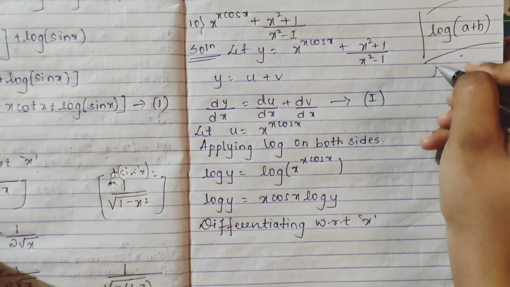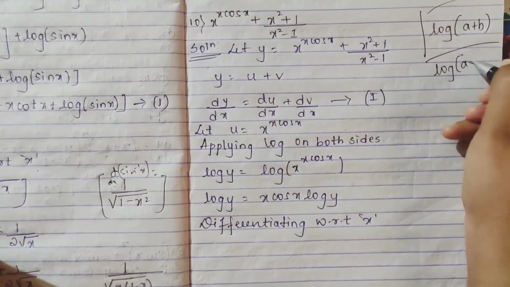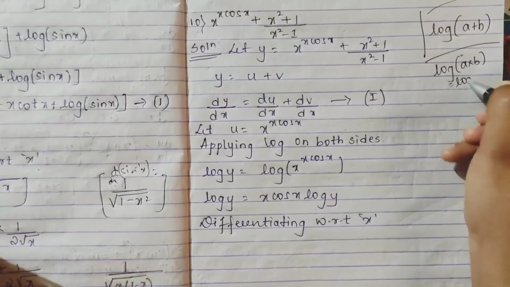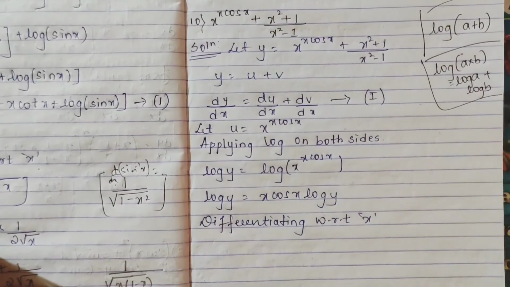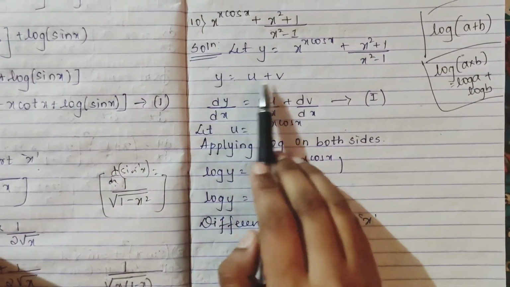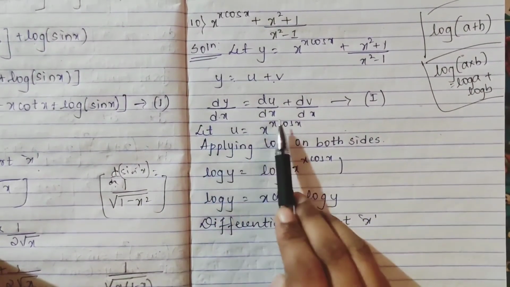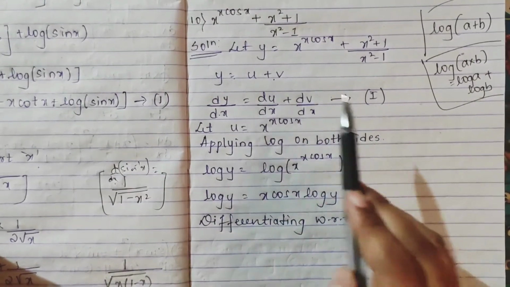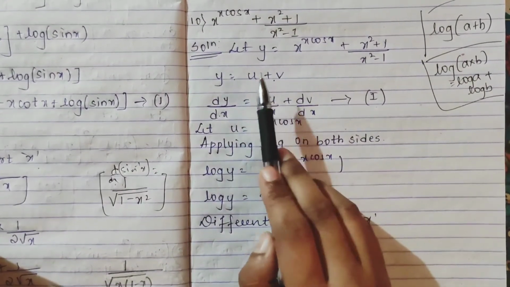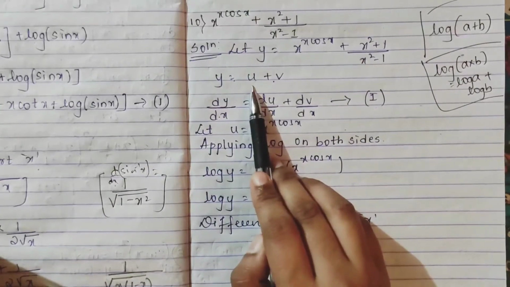You have formula for log of a into b. Log of a into b is what? Log a plus log b. Don't make mistakes. So in the same way we are doing, then its derivative will be dy by dx is equal to du by dx plus dv by dx. Take it as Roman 1. Now first we will take u, applying our log and then differentiating, we get du by dx.